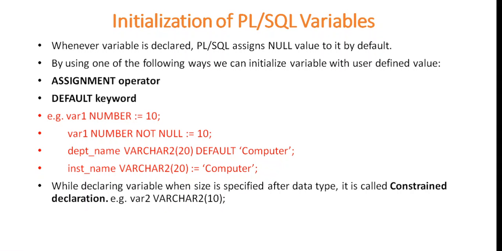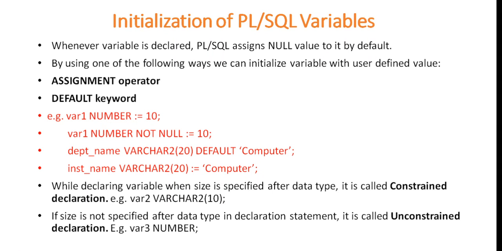See, while declaring any variable, if you specify size after data type, then it is called a constraint declaration. For example, here while declaring the var2 variable, I have specified the data type, that is varchar2, and in brackets I have specified the size, that is 10. This means the var2 variable can hold 10 characters. So this type of declaration is called a constraint declaration. That is, we are giving a constraint on the size of the variable. That is, this var2 can hold only 10 characters. That's why it is called a constraint type of declaration.